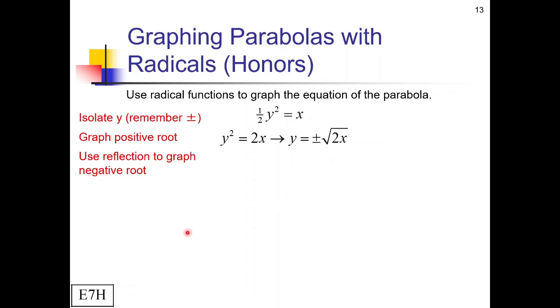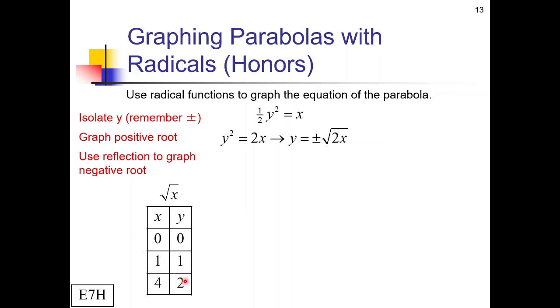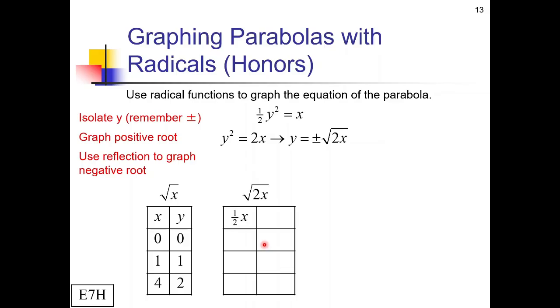Alright, so doing this, we have our parent table for square root of x. After all those crazy cube and fifth root ones, this seems like going back to basics. We've got 0, 0, 1, 1, and 4, 2. Don't forget those. And then this 2x here, this is giving us a horizontal shrink. So this is going to be multiplying our x values by 1/2. And then the y values are actually going to stay exactly the same.